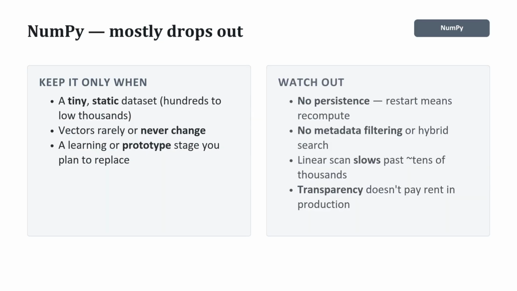Let me show you. First, let's start with plain NumPy. In a hackathon, this is the hero, like 5 lines of code. But in production, it mostly drops out, because NumPy stops being simple the second you need it to last. Now you're writing the persistence, you're writing the filtering, you're maintaining the update logic. You're basically building a database by hand. So keep it for one of two things, whether it be a tiny dataset that never changes or a quick prototype.